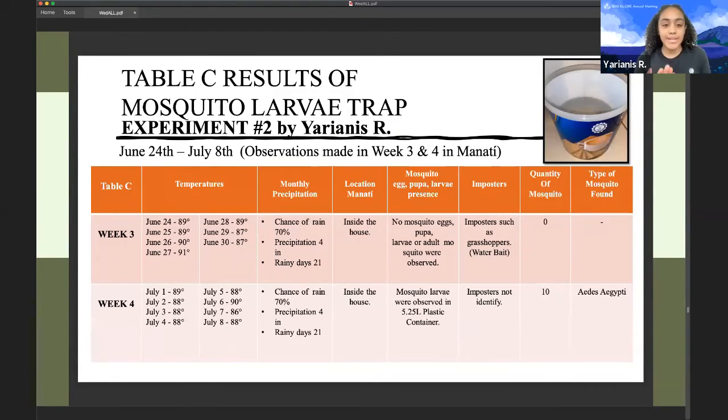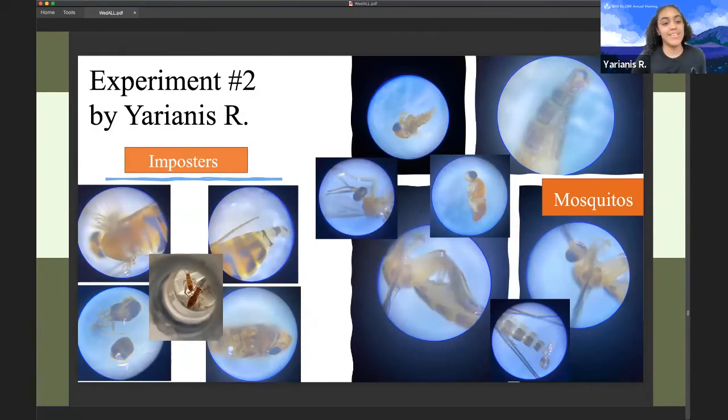In the experiment 2 by Yarianis, here is the 10-liter plastic container. In week 3, we did see imposters, no mosquitoes, but in week 4, we saw mosquitoes, Aedes aegypti, inside the house. Next slide, please. These are the imposters that were caught and the mosquitoes. This is the Aedes aegypti mosquitoes in different stages.